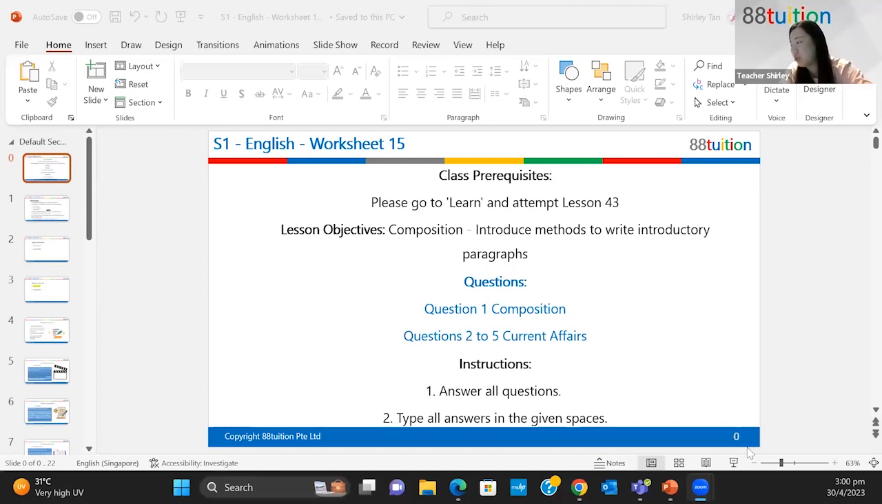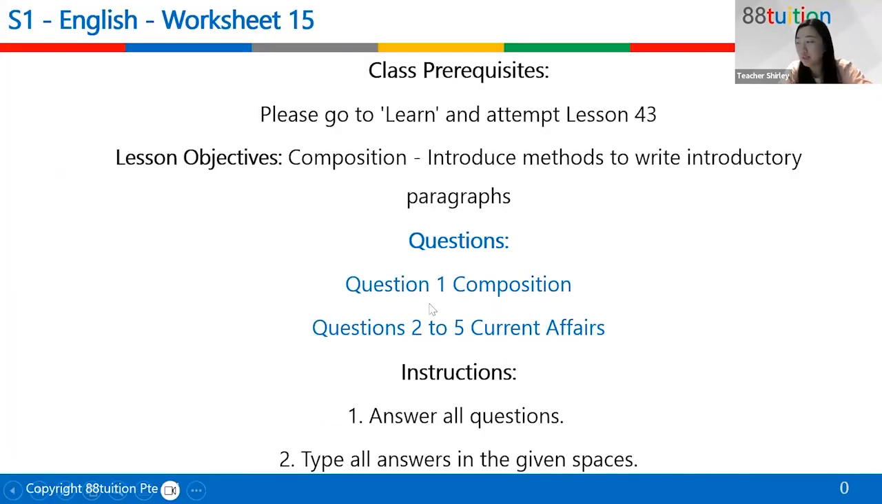Last week we were supposed to cover ways or methods to start your introductory paragraph. For tutorial 16, it was on narrative comprehension. Today we're touching a little bit on composition, specifically the ways to start an introduction. I think that's really important because a lot of times students get stuck. They're thinking, how do I start the essay? And then they have to brainstorm for a long time. So it'll be good if you have a list of methods which you can choose from to start your introductory paragraph.